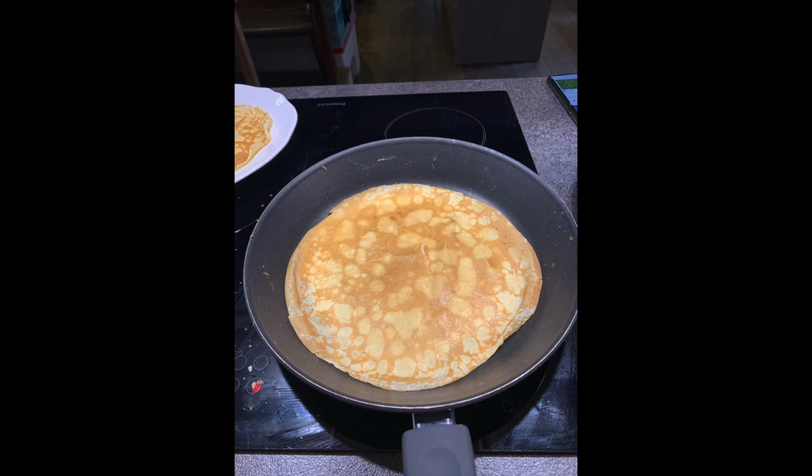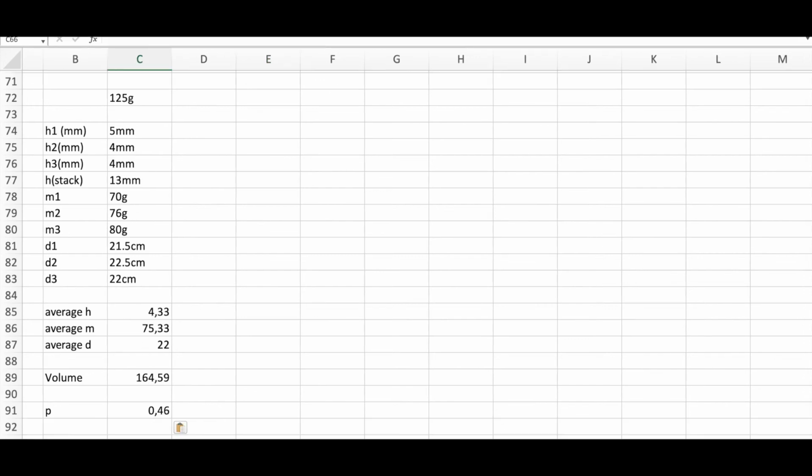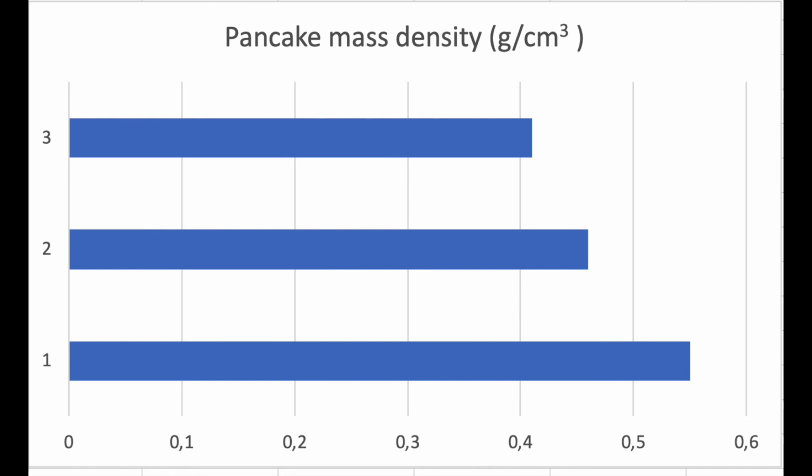For each of the trials, we took 3 pancakes from each batch and measured the height, diameter, and mass. Using these measurements, we were able to calculate the volumes and apply that to measure the density. The first batch had a mass density of 0.55 grams per cubic centimeter. The second was 0.46 grams per cubic centimeter, and the last one worked out to be 0.41 grams per cubic centimeter. Our initial hypothesis was confirmed, and the last batch with the most flour was the least dense and the fluffiest.